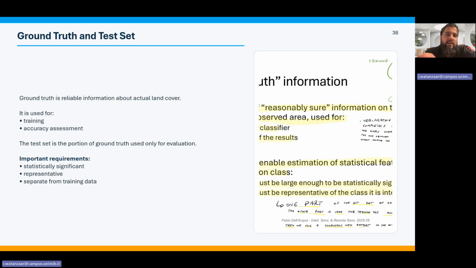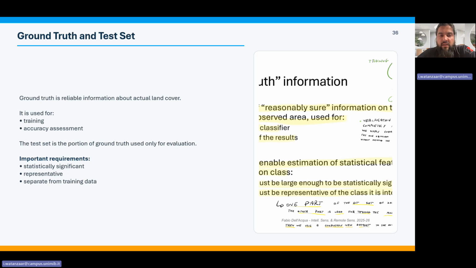Okay, now we are discussing ground truth and test set again. What is it for accuracy assessment? Ground truth is reliable information, as we already discussed, from surveys, about the actual land cover. It comes from training or accuracy assessment. We discussed reliable information such as surveys or independent maps used as ground truth and test sets for training or accuracy assessment. That is the main objective.